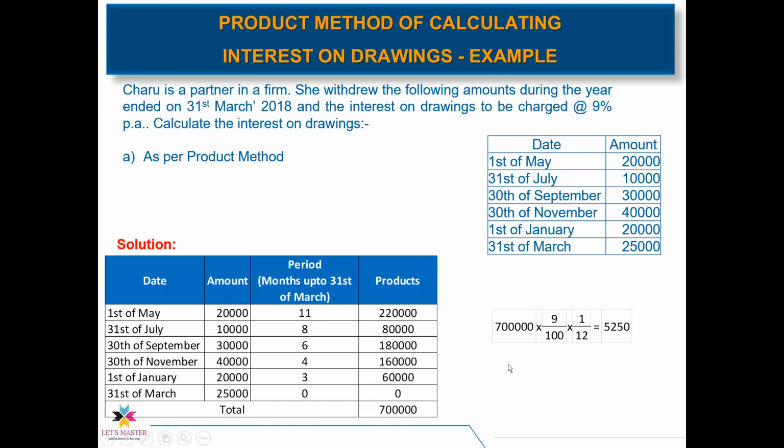7 lakhs. Now on 7 lakhs, we will calculate the interest at the rate of 9% for 1 month. And you see here, the amount still comes to 5,250. So no matter whether you are using the product method or simple method, you will get the same amount. The result would be same.